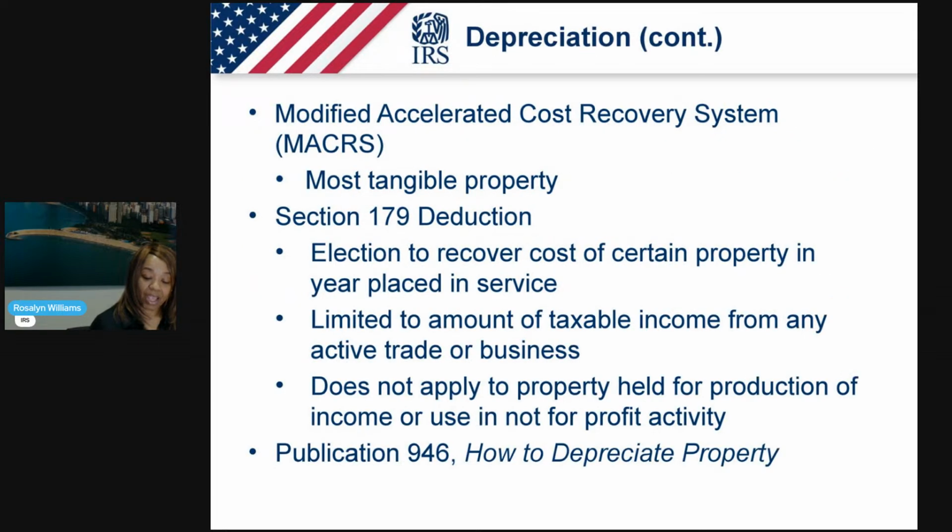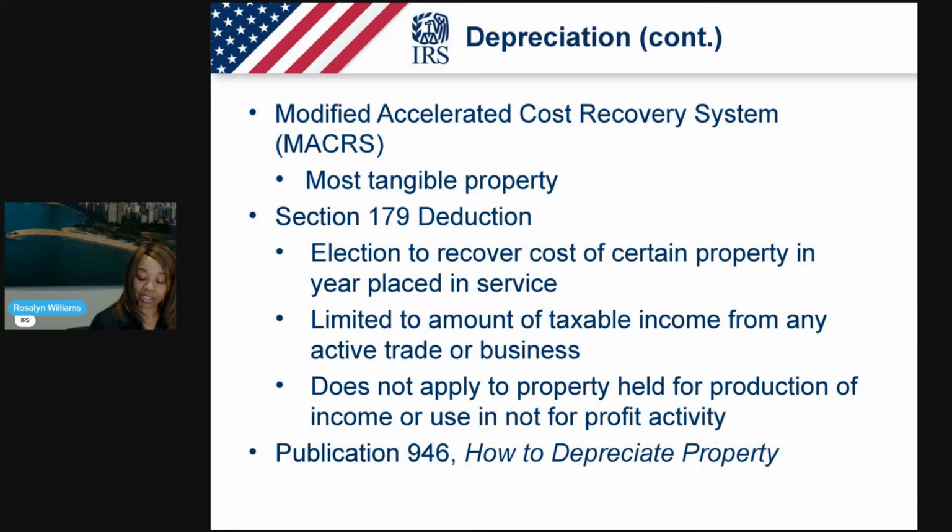So there are 2 main methods of depreciation: the Modified Accelerated Cost Recovery System and the Section 179 deduction. The method of depreciation for most tangible property, that is property you can see or touch, is the Modified Accelerated Cost Recovery System. It's commonly referred to by its initials, MACRS, and pronounced makers.